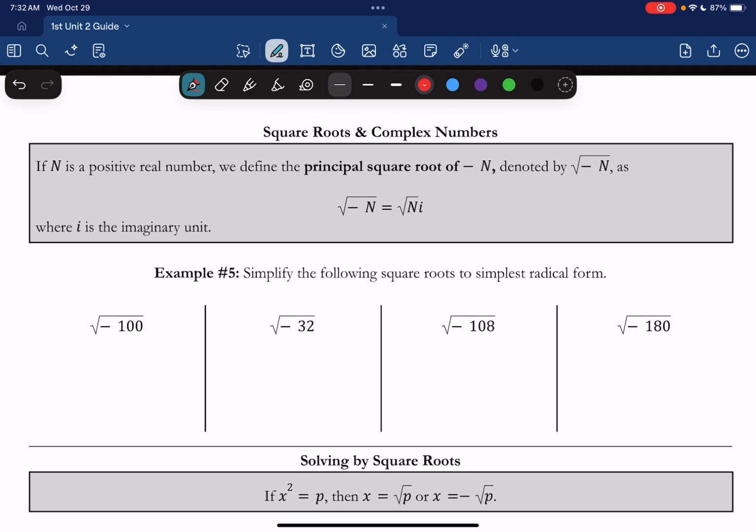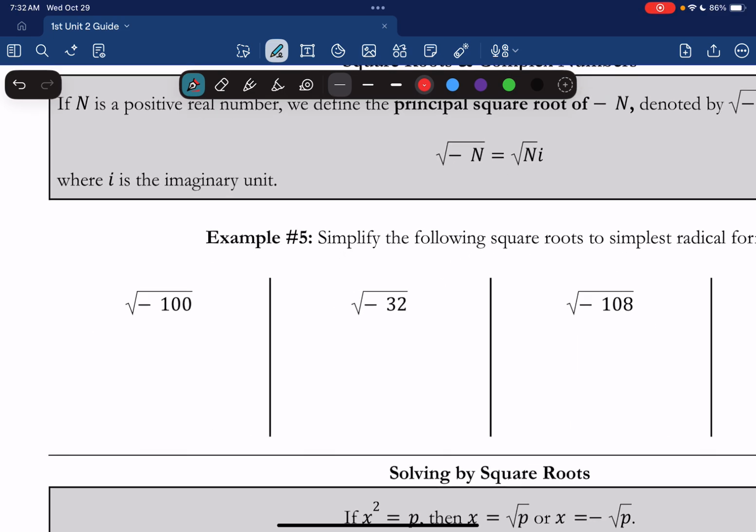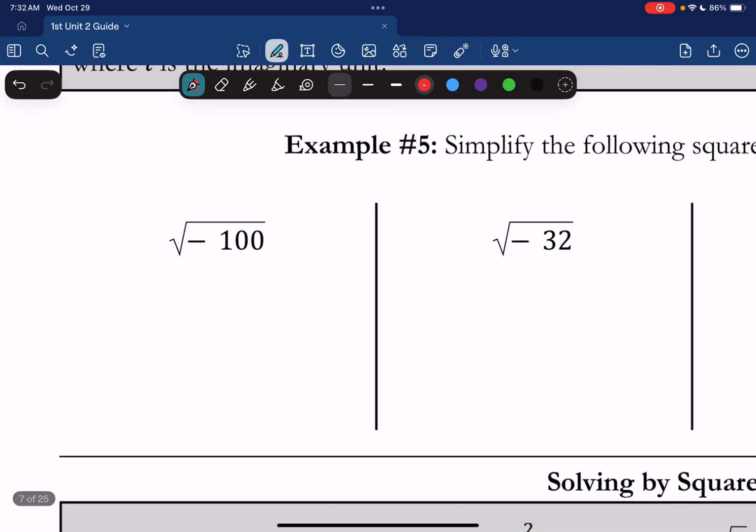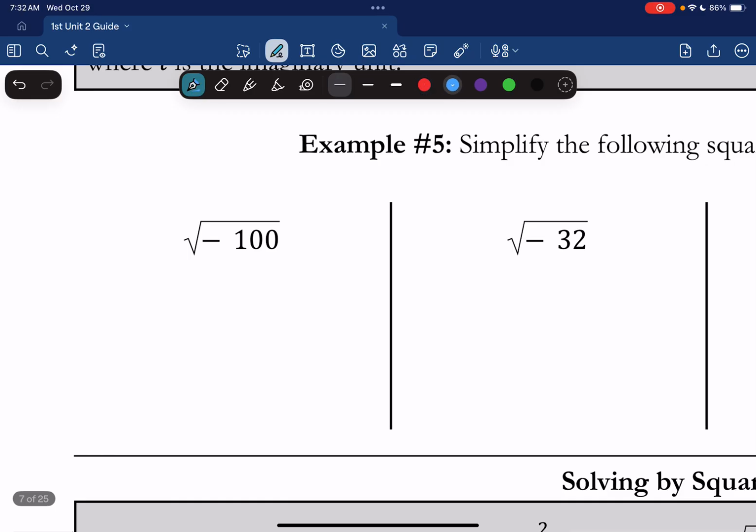So how this works is if I start with the square root of negative 100, in our brains, we know that the square root of 100 is 10. But now the only thing that's different is I have this negative in front of it. So when you have a negative, you're going to pull out an i. So the square root of negative 100 is 10i.